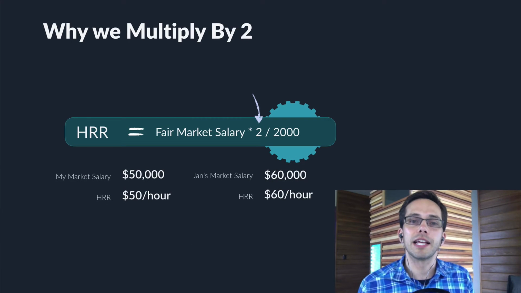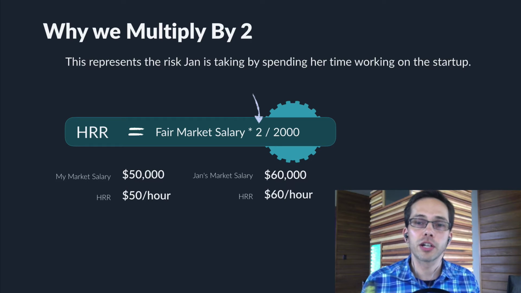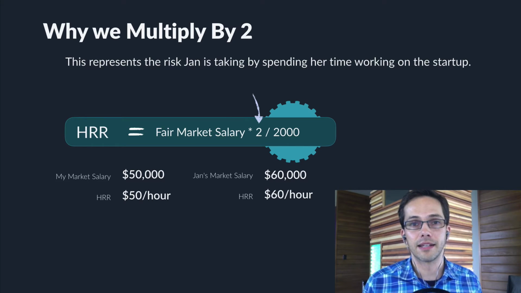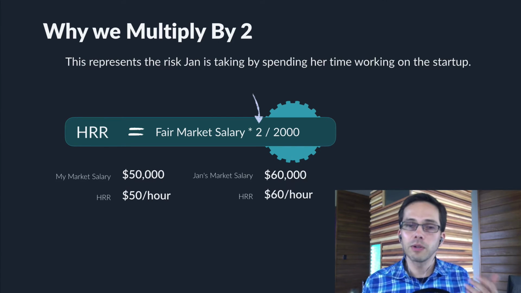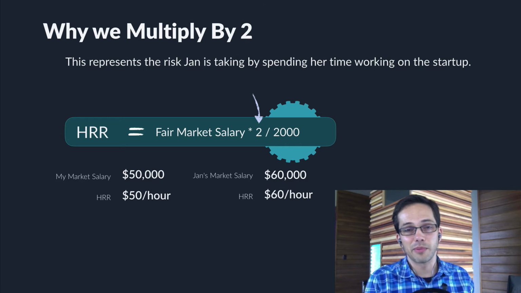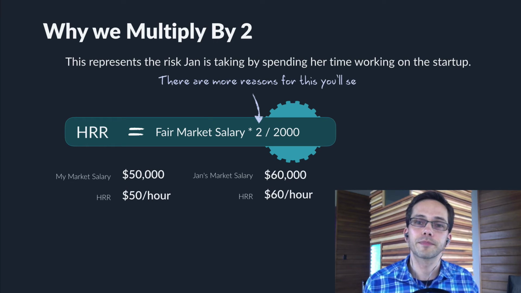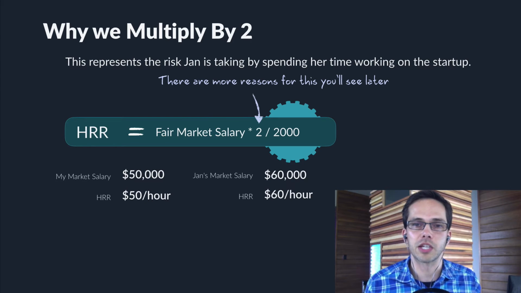Why do we multiply by 2? Well, this represents the risk Jan is taking by spending her time working on the startup. I'm hoping that someday I can pay her double what she's putting in as her slice of the pie, double what she's not getting paid. And this represents that risk. Now, you might want to adjust this if your company is further along and there's not much risk involved. You could use a lower multiplier, or even no multiplier. And there's more reasons that it's good to double it that we'll see later in this presentation.